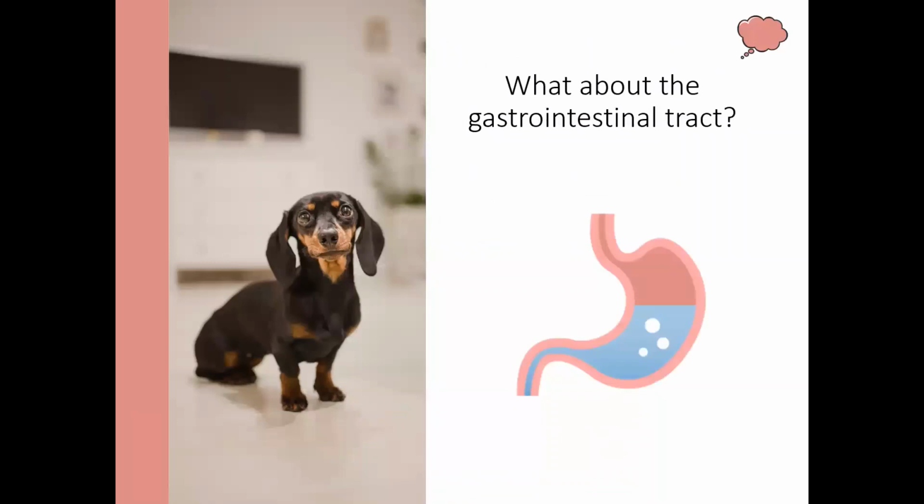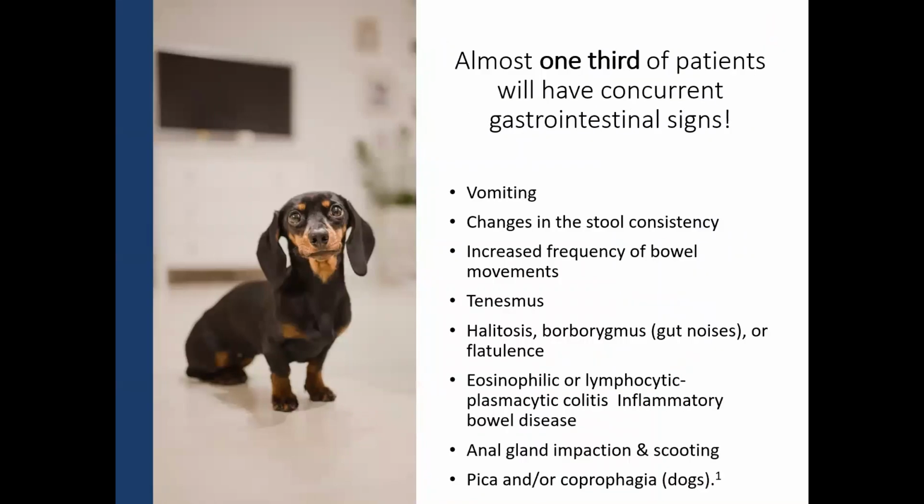What about the gastrointestinal tract? Almost 1/3 of patients will have concurrent gastrointestinal signs, ranging from vomiting to anal gland impaction and scooting. When you are diagnosing an adverse food reaction, pay attention to the GI signs as well.